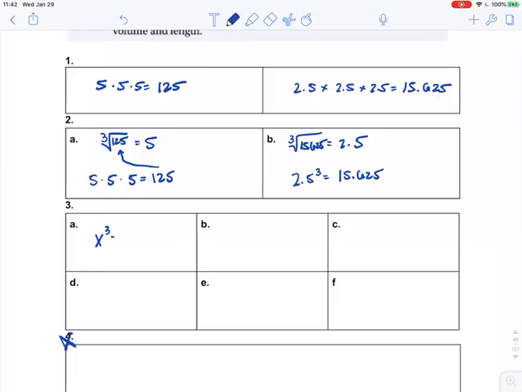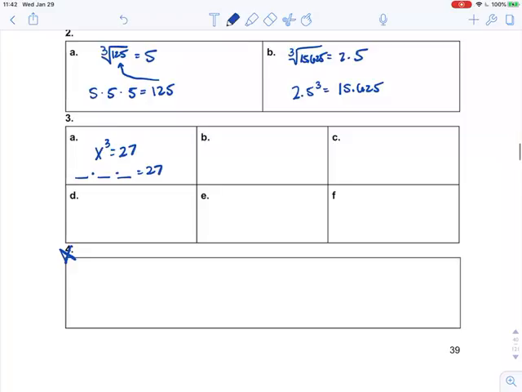For question A, it says x cubed is equal to 27. So x cubed equals 27. That means something times something times something equals 27. That something should be the x. And they have to be all the same number. So the number that works there is going to be 3 times 3, which is 9, times 3 is 27.